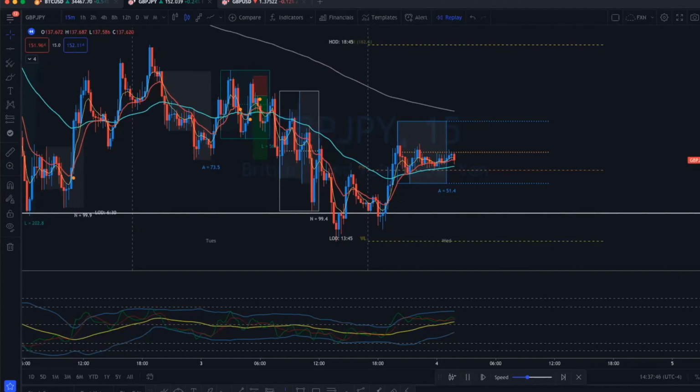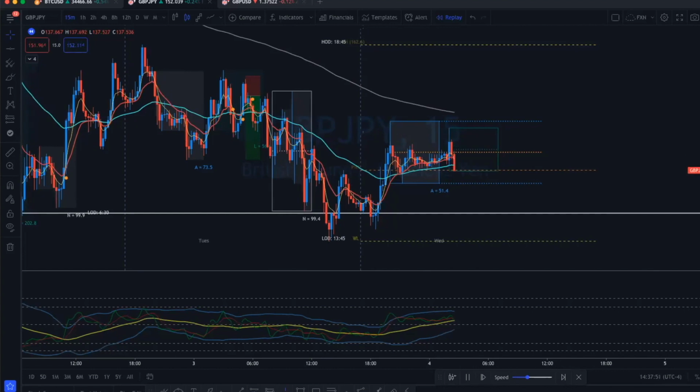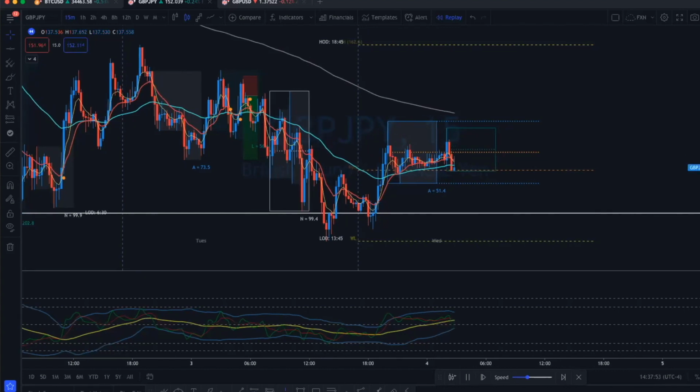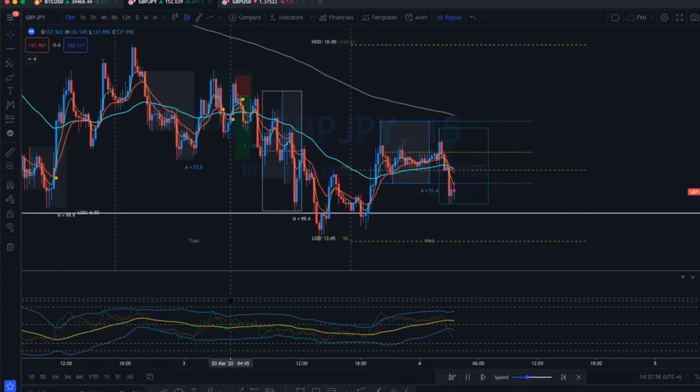So right off the bat, price comes off the middle of the range, right? So we don't care about that. We need it to go either to the bottom or the top and then do something. Oh, there you go. Goes to the bottom.